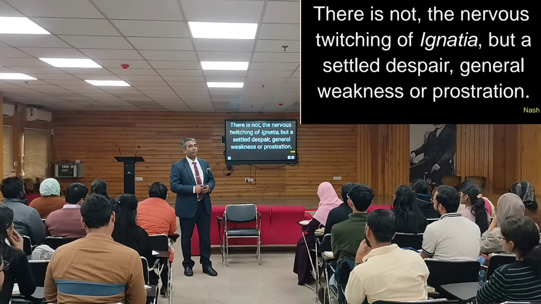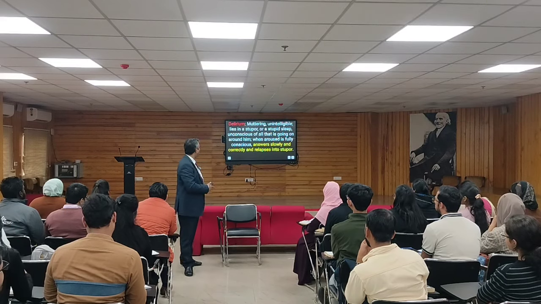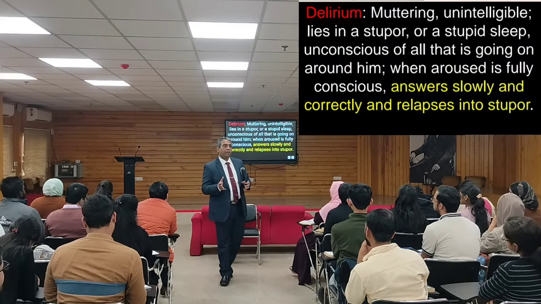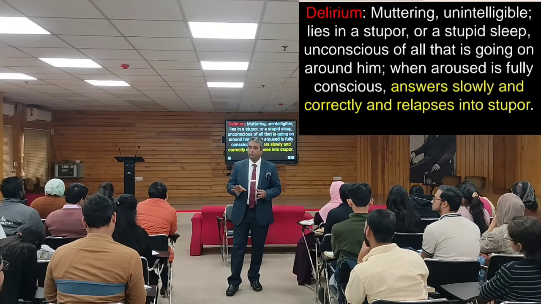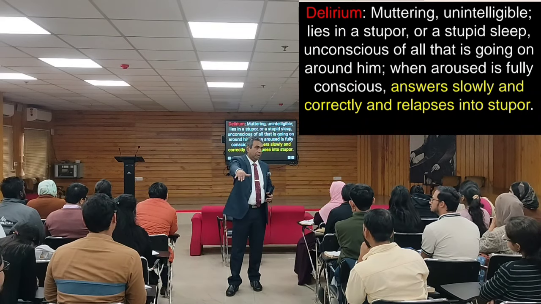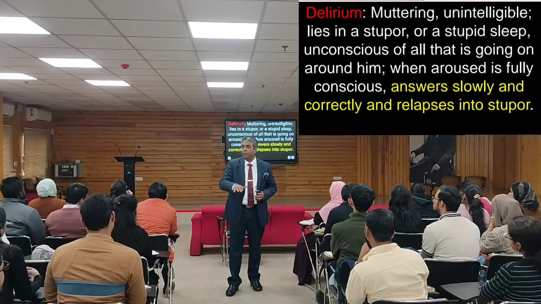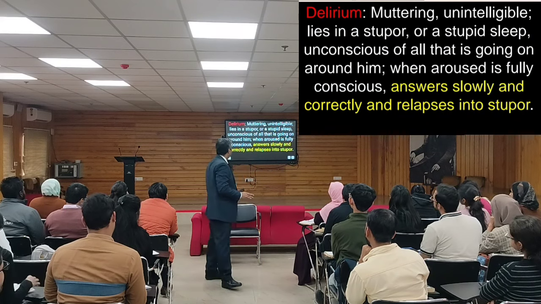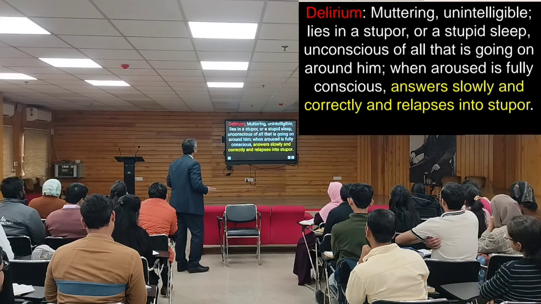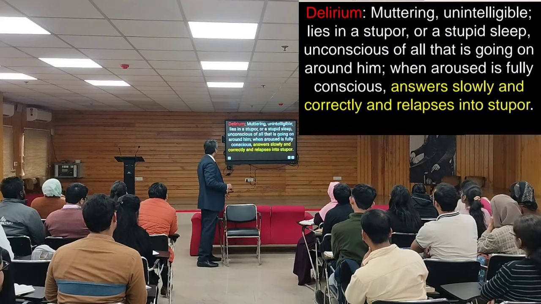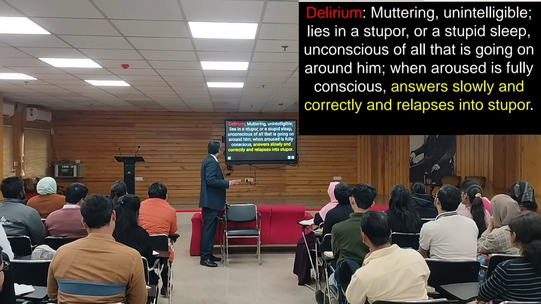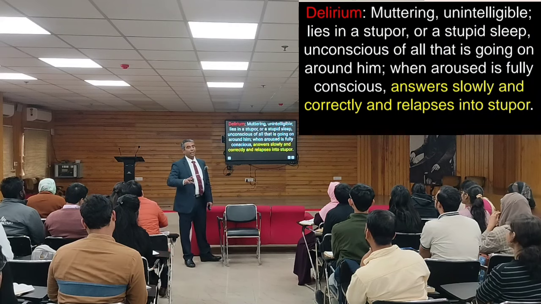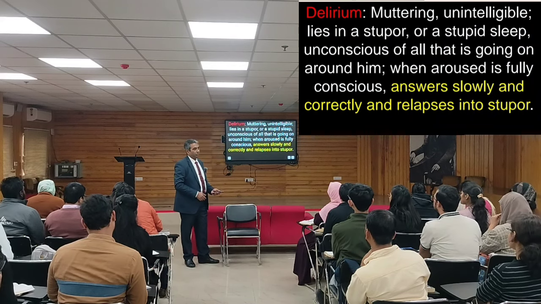Generally weakness or prostration. Now delirium, as we have discussed earlier, the person is easy to be aroused because not so deeply affected. The sensorium is affected, but not so deeply. When he is aroused, he is totally awake. Muttering, unintelligible, lies in a stupor or a stupid sleep, unconsciousness of all that is going on around. When aroused, he is fully conscious, answers slowly, correctly, and relapses into the stupor.